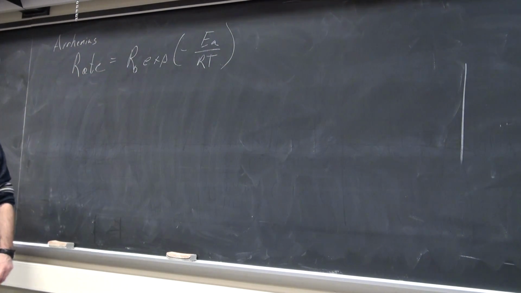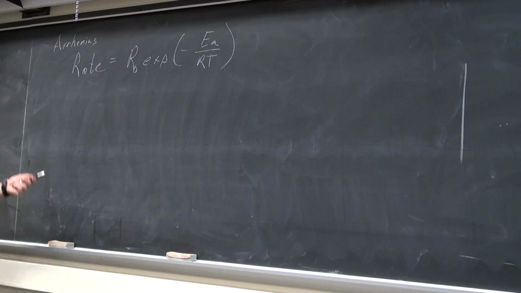Okay. What's R0? Initial rate. Yeah, it's just constant. So the rate is a function of the temperature and the activation energy. R0 is just a constant. What does the exp mean? E to the whatever, okay?